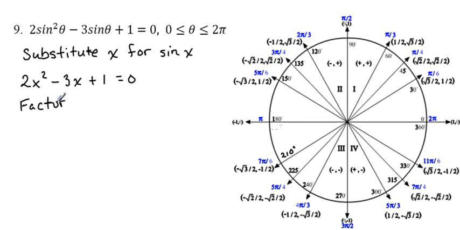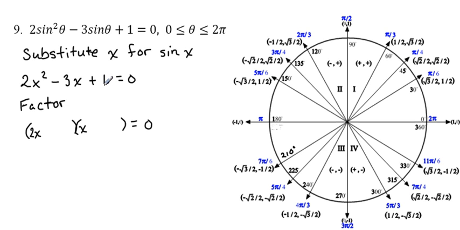Now, this becomes a quadratic equation, and the next thing we're going to do is factor the quadratic equation. So in order to do that, we'll write two sets of parentheses because we'll have two binomials that multiply to get 2x squared minus 3x plus 1. So in the first set of parentheses, we'll put a 2x. In the second set of parentheses, we'll put an x, because the only way we can get 2x squared is if we multiply 2x times x, speaking of whole numbers. And for the last term, we have a positive 1.